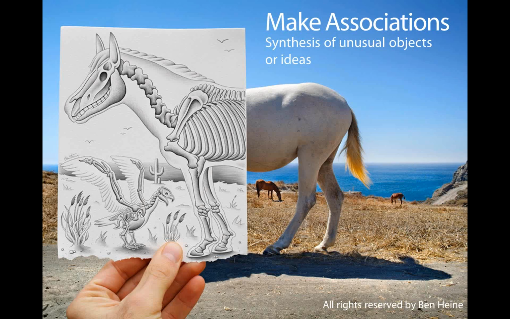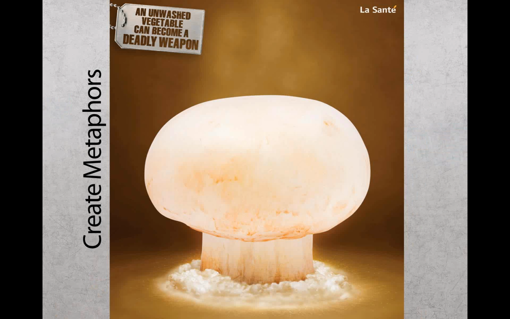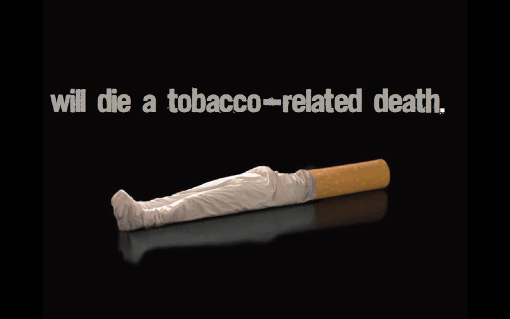One is to make associations, which is a synthesis of unusual objects or ideas. Another is to create metaphors. In this poster about how dangerous unwashed food can be, the mushroom became a mushroom cloud from like a nuclear weapon. This is a great metaphor from a presentation on the dangers of smoking, a corpse and a cigarette.